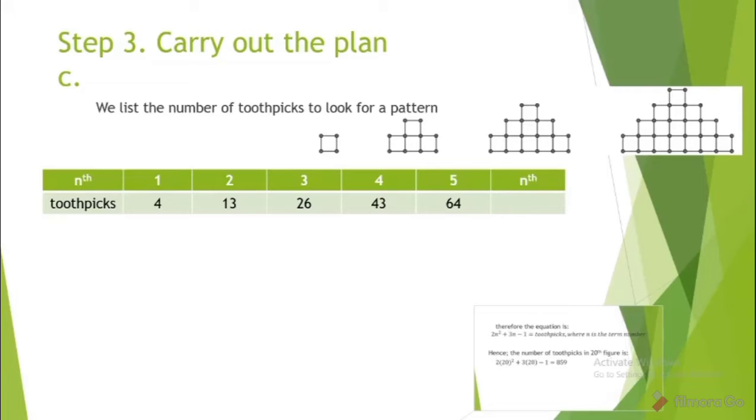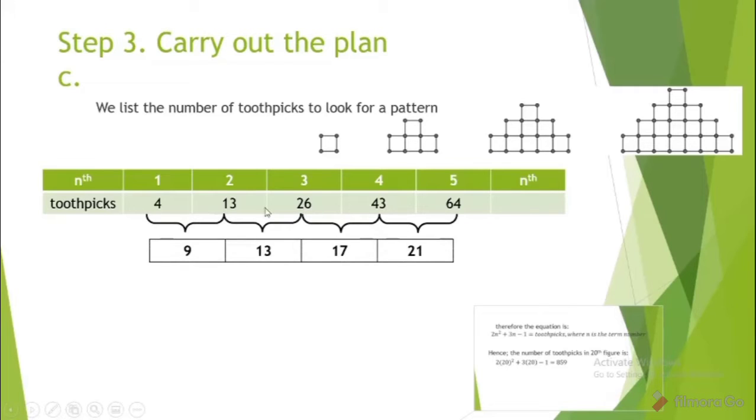To find the pattern, hindi siya masyadong obvious, so we must first find the difference of consecutive numbers. So, 13 minus 4 is 9. 26 minus 13 is 13. 43 minus 26 is 17. And 64 minus 43 is 21. So, hindi pa rin sila magkakaparehas. Wala pa ring pattern. Okay.